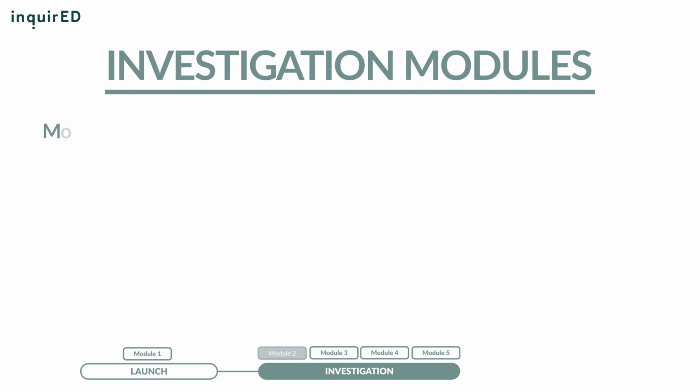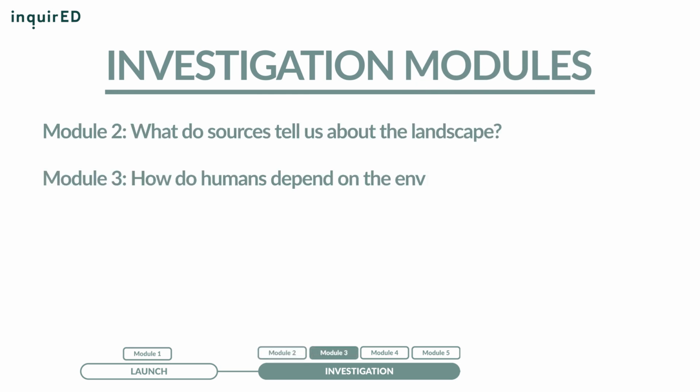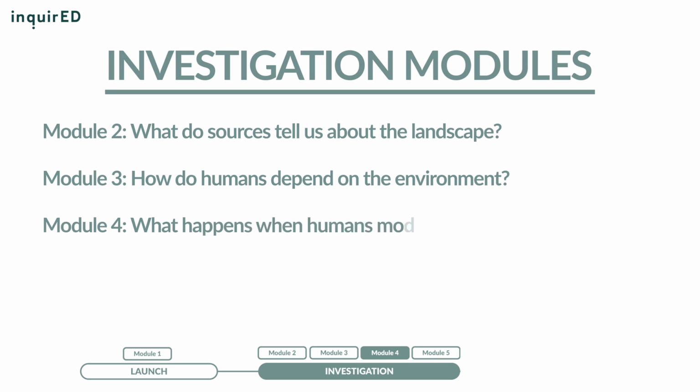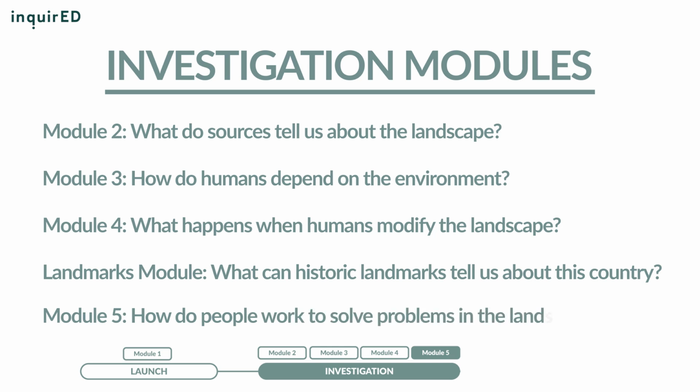After the launch module, students move through a series of investigation modules, each organized around an essential need-to-know question. What do sources tell us about the landscape? How do humans depend on the environment? What happens when humans modify the landscape? What can historic landmarks tell us about this country? How do people work to solve problems in the landscape? Let's look at a few highlights from each module.